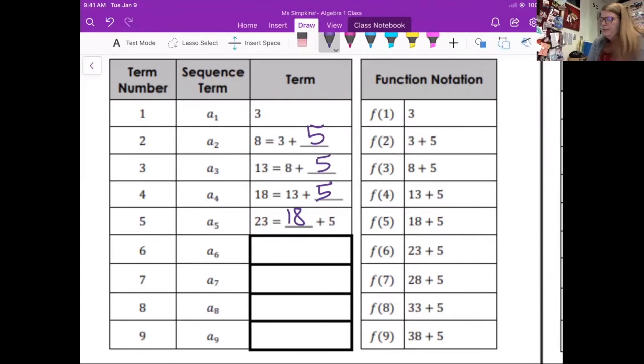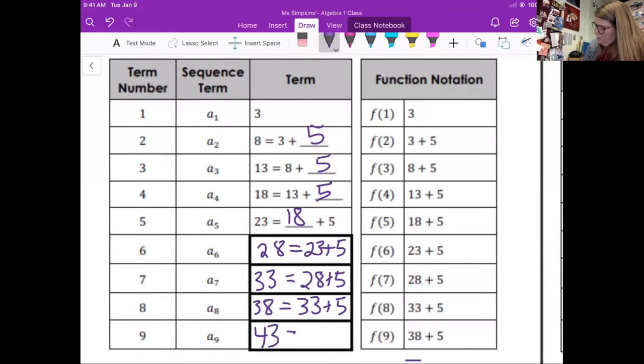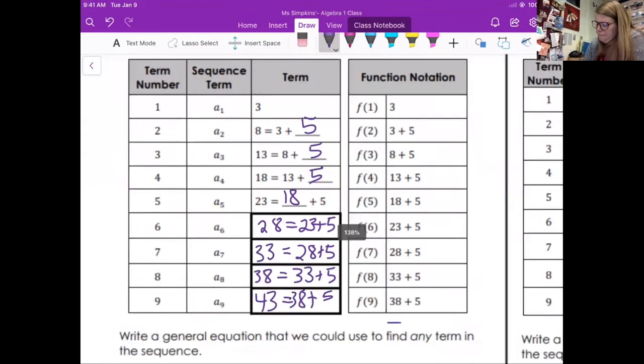So go ahead and fill in 6, 7, 8, and 9. That's the process we have to go through to find the 9th term. All right, for the 6th term, you should have gotten 28, and we get that by adding 23 plus 5. For the 7th term, we got 33, which is 28 plus 5. And then 38, which is 33 plus 5. So then the 9th term would be 43, which we got from adding 38 plus 5. So not bad when we're talking about the 9th term.